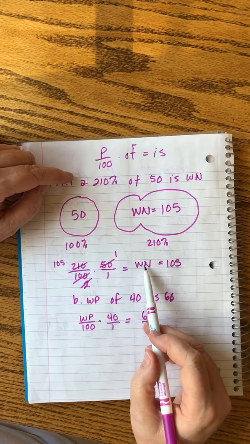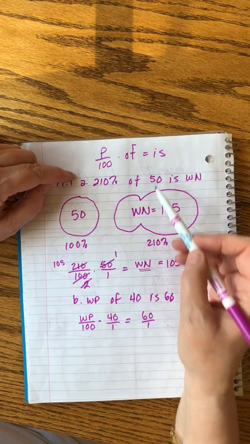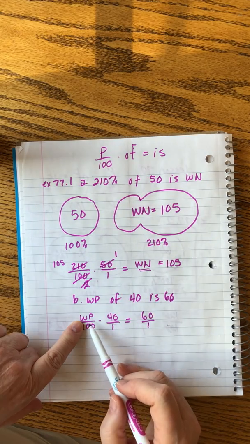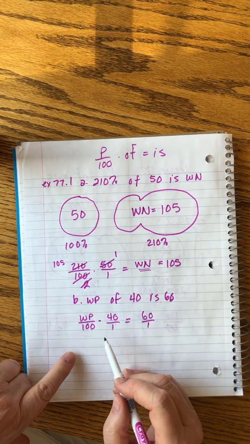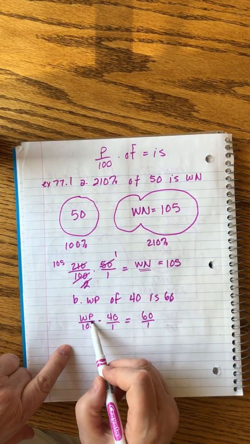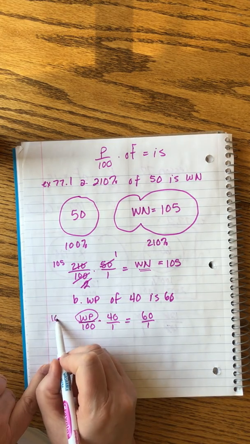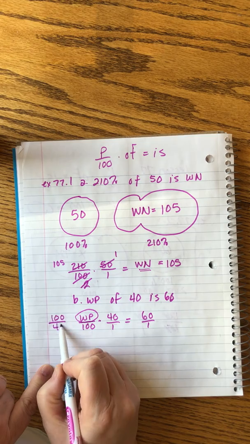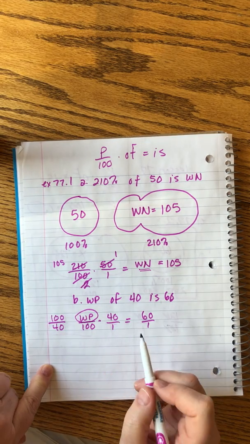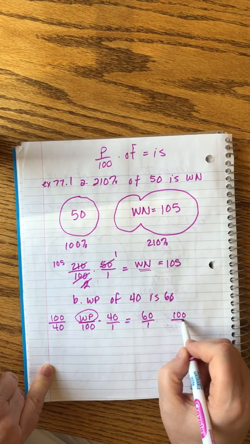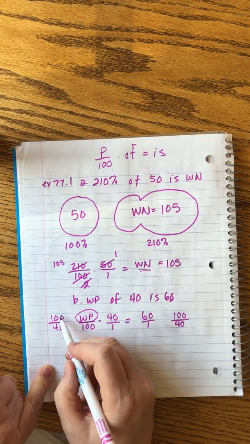So the first time the variable was here in the is place. This time the variable is here in the percent place. So what do we do? We need him to be by himself. We need this to go away, so I'm going to multiply that by the reciprocal. I could reduce first if I wanted, but I'm not going to. And then I have to multiply both sides by the reciprocal. This all cancels.